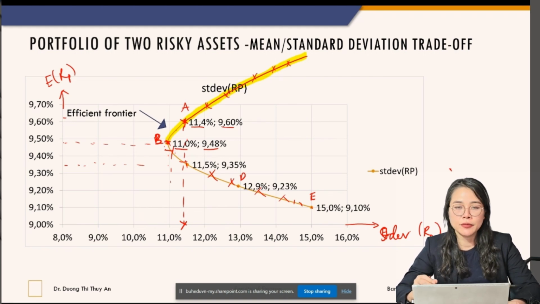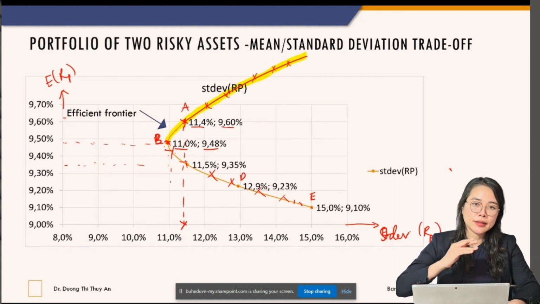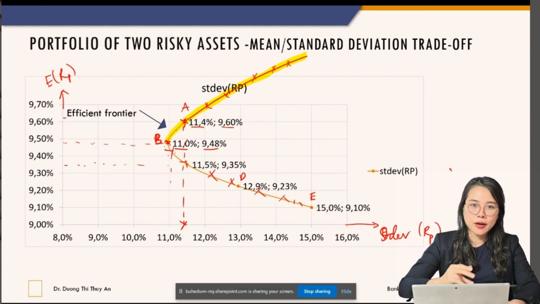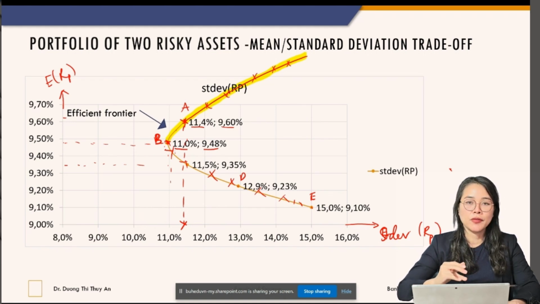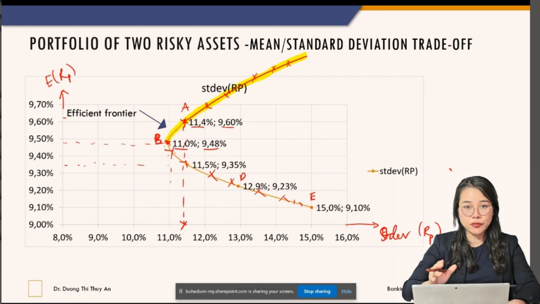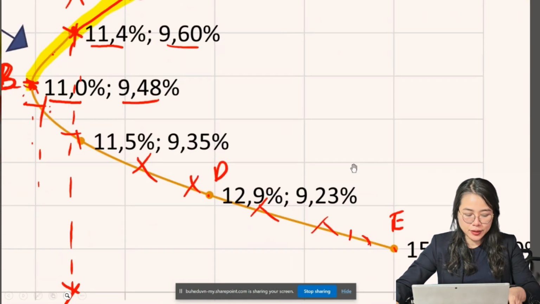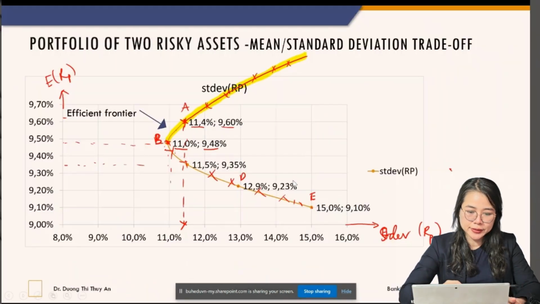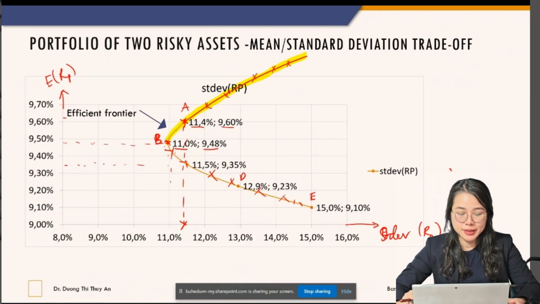Efficient portfolio means that for a given level of risk, the portfolio achieves the highest return, or for a given return, the portfolio achieves the lowest level of risk. That is the efficient portfolio. And the combination of the efficient portfolios we call the efficient frontier. So this is the line that I highlight here, the efficient frontier. Đường biên hiệu quả các bạn ha.